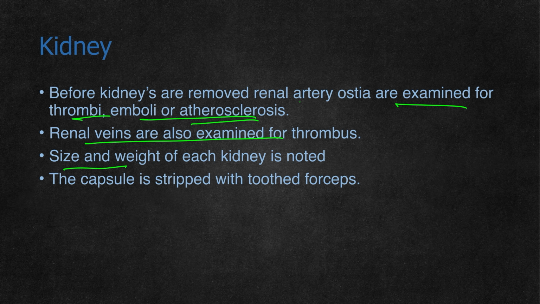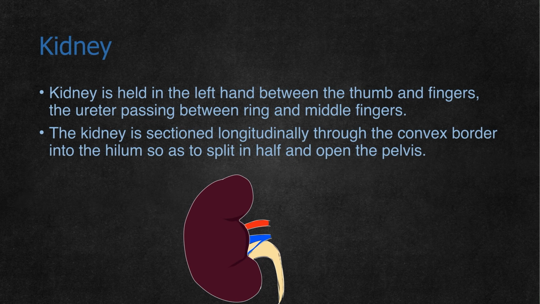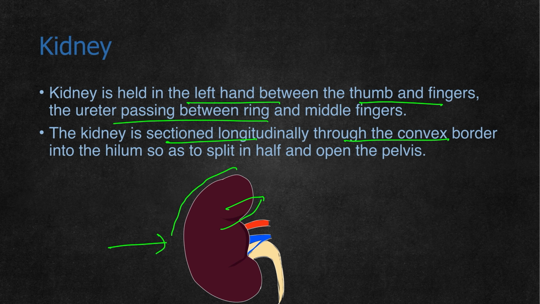Afterwards the kidney is separated from the capsule, and the size and weight of each kidney is noted. The capsule is stripped with tooth forceps. Then the kidney is held in the left hand between the thumb and the fingers, with the ureter passing between the ring and the middle fingers. The kidney is sectioned longitudinally through the convex border. One blade is passed along this border, and it is divided into equal halves.